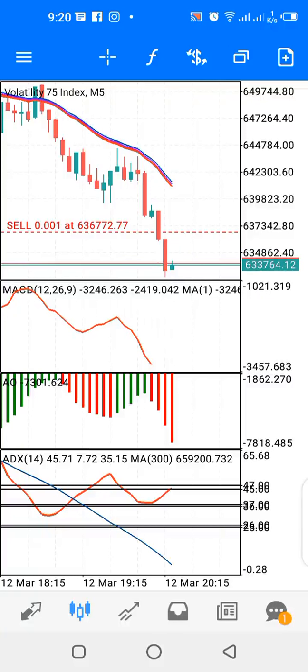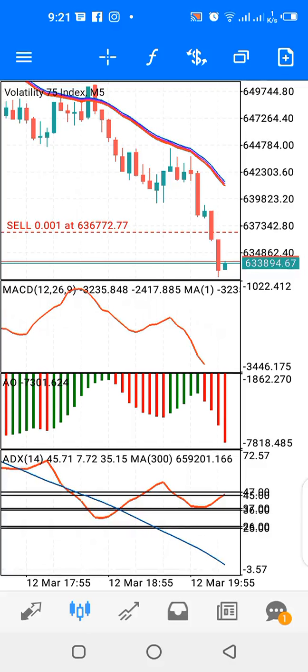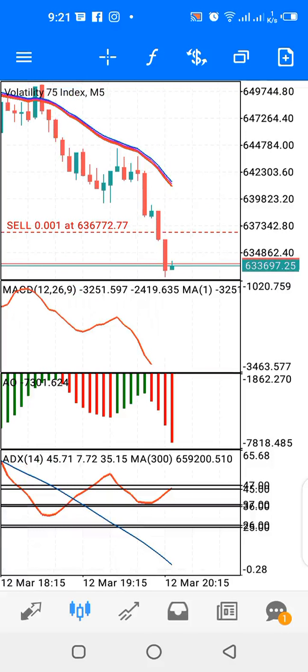Today we'll be looking at how you can trade volatility 75. How to trade volatility 75 on the 5-minute time frame. I have V75 on my chart, 5 minutes time frame, and I have just 4 windows.